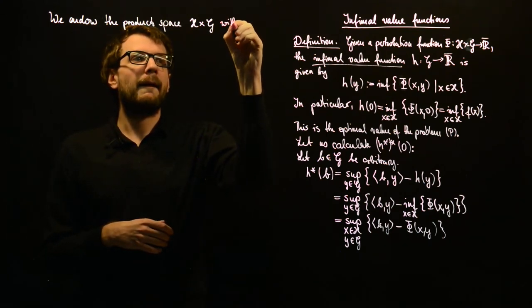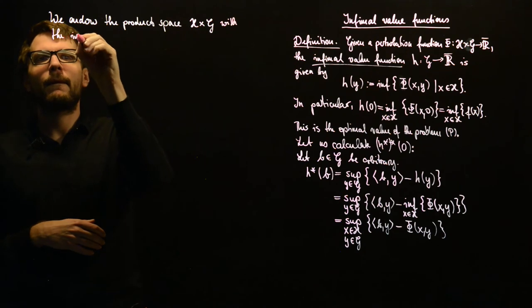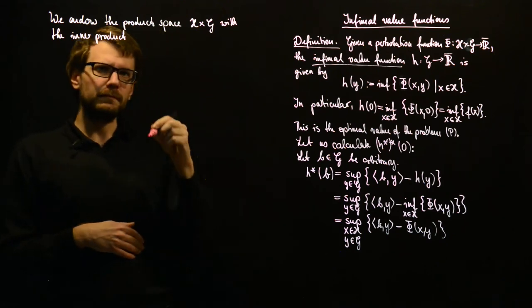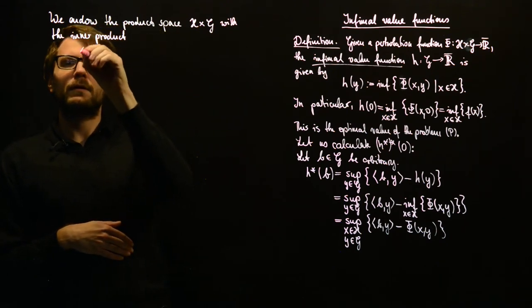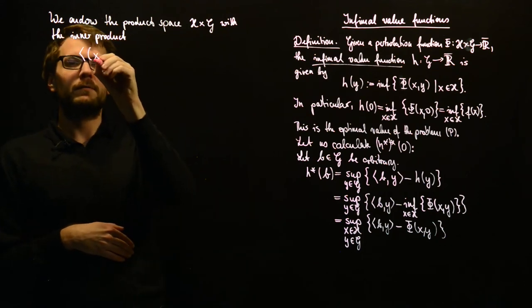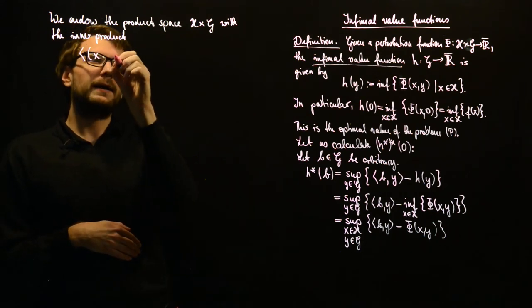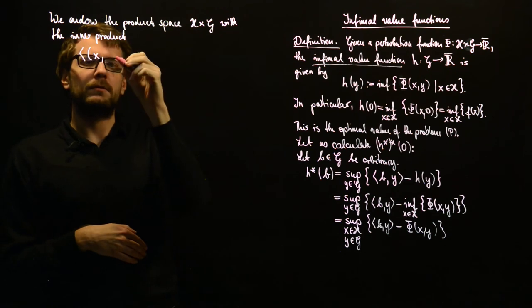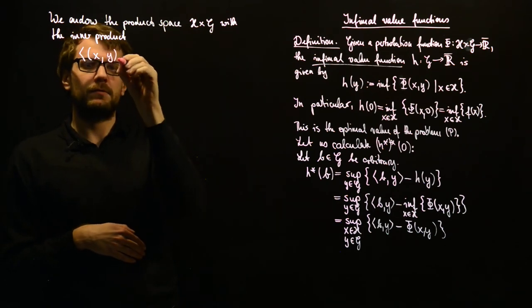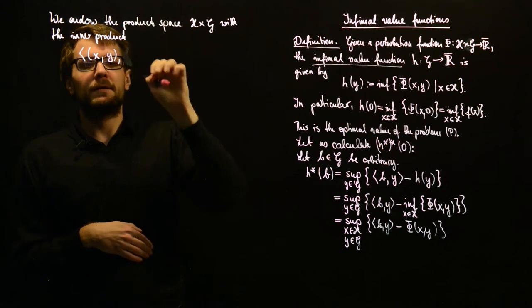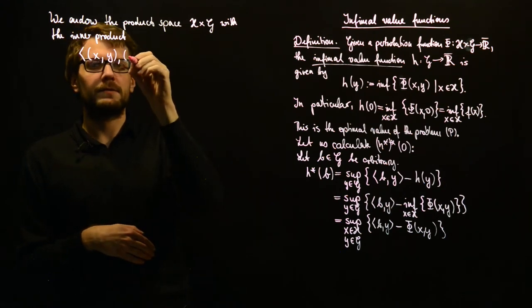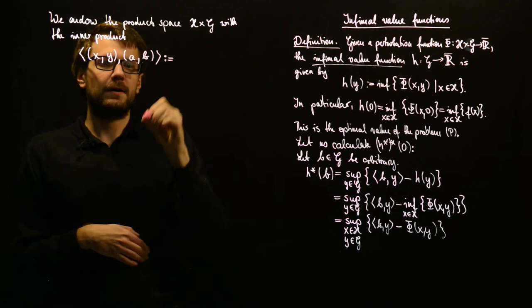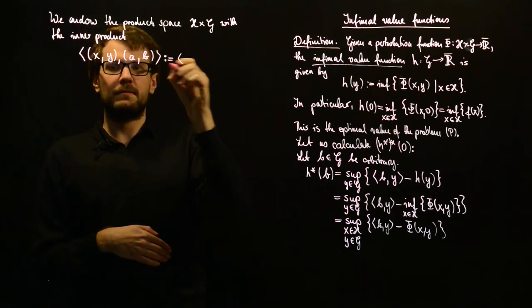With the inner product, and here, so we have to take a variable from h, a variable from g, so I guess these variables are called y, and then we have to do the same again, like so. And this is then defined by just the sum of those inner products.